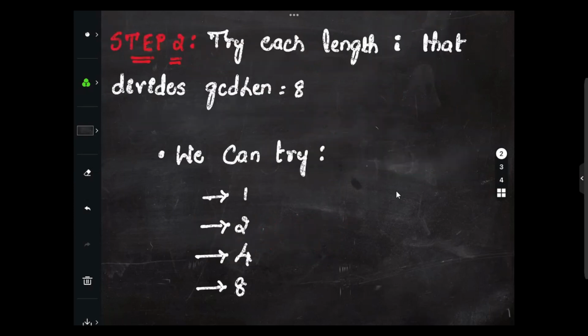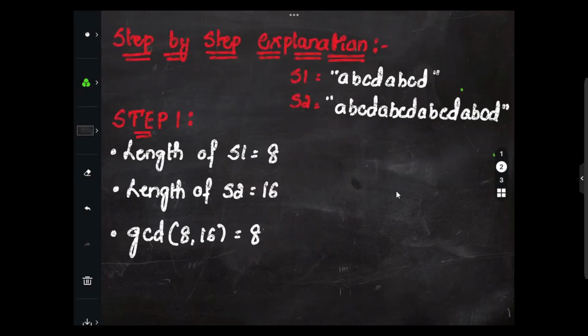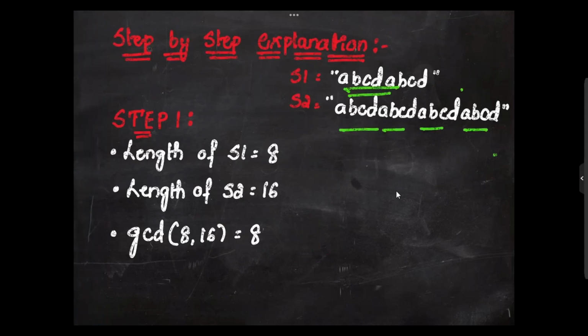Let's see the same here. First step, let's go with the step-by-step explanation. Same example I'm considering here, don't get confused. The first step is we go with the length of S1. The length of S1 here is 8: 1, 2, 3, 4, 5, 6, 7, 8. So the length of S1 is 8.